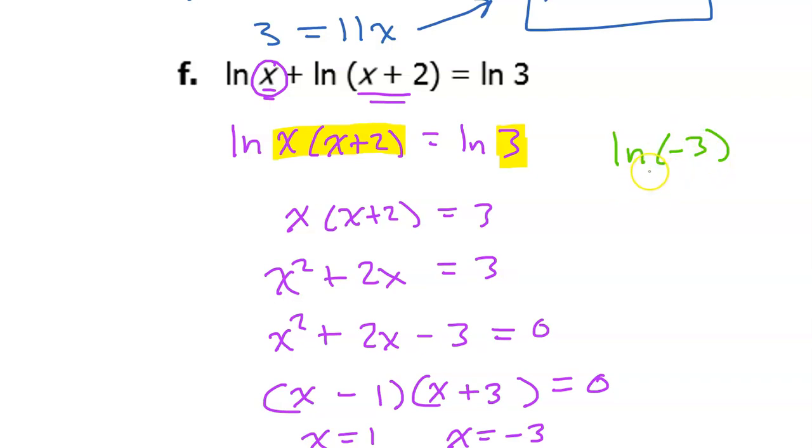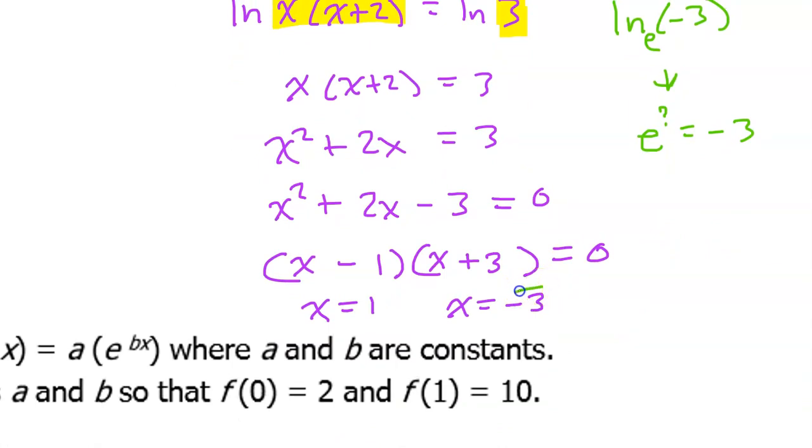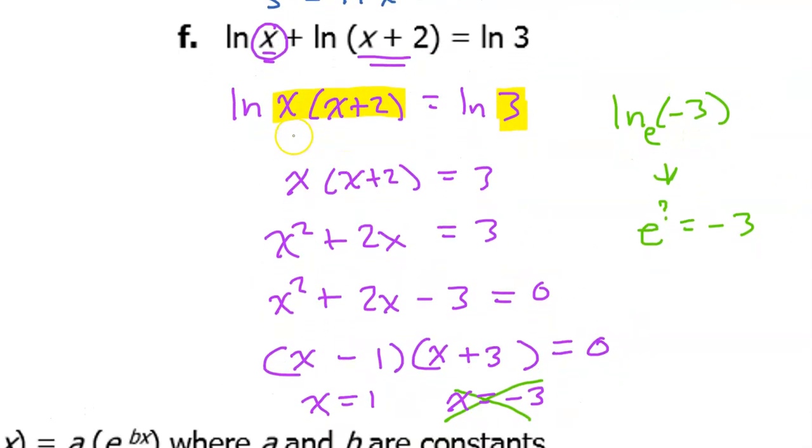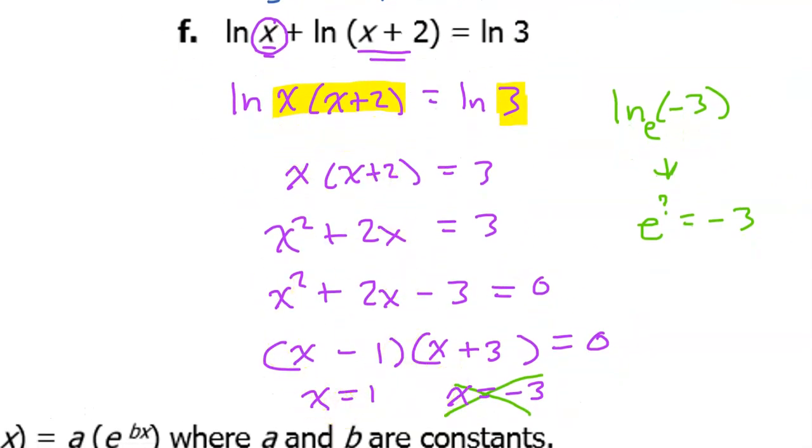Remember, this is asking the question, because we have a base e invisible here, e to what power is going to give me negative 3? Well, e is a constant. It's 2.72 approximately. There's no way that you're going to take a positive number, raise it to some power, and have it be a negative number. That's not a thing. So this is an extraneous solution because you cannot take the log of a negative number. So just watch out for that. So x equals 1 is the only solution.